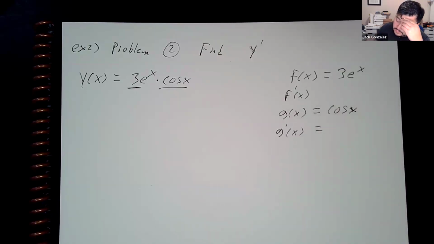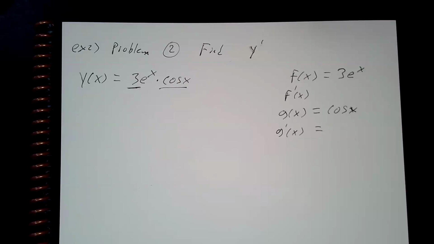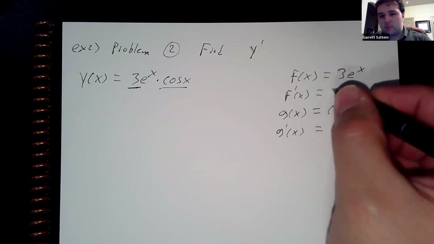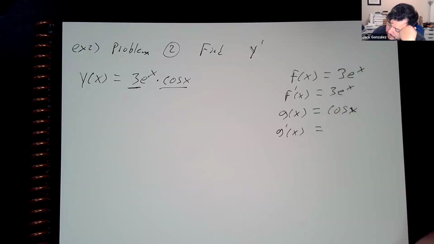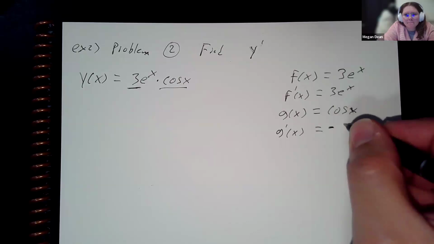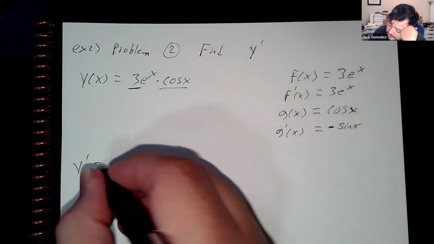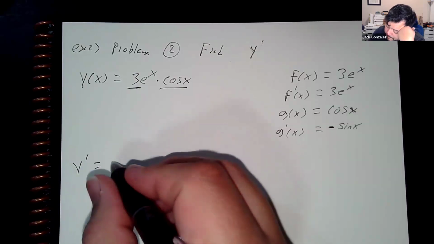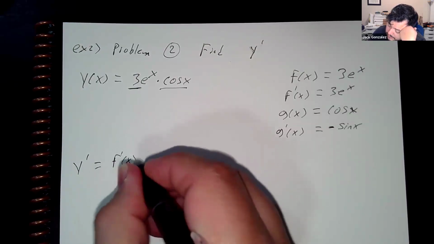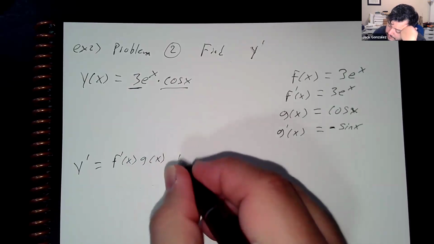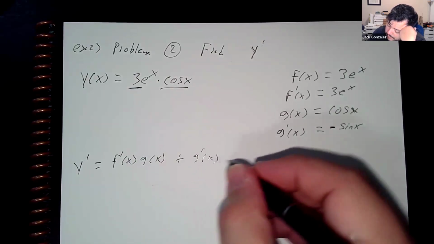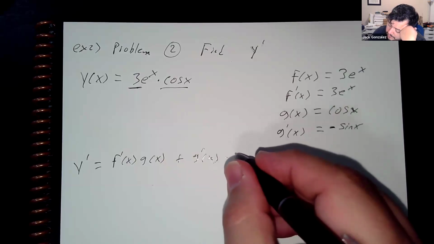All right, what is the derivative of 3e to the x? It doesn't change, right? Yeah, doesn't change. Derivative of cosine, you don't remember? Negative sine x. Yeah, minus sine. Okay, so we got everything we need. I always write the formula every time, that way I can memorize it. So f prime g plus g prime f.